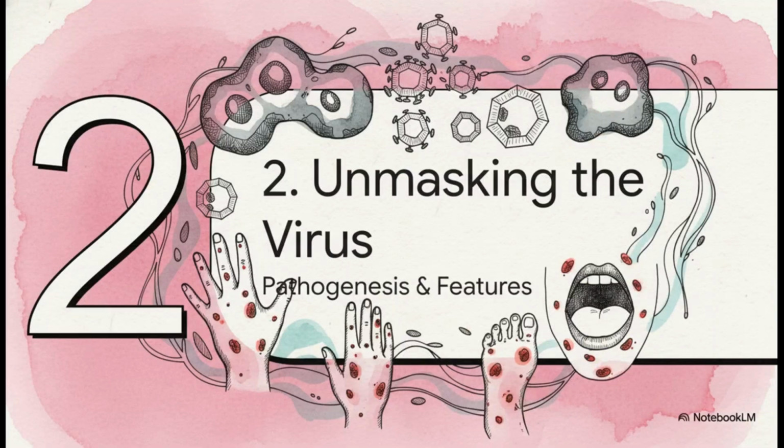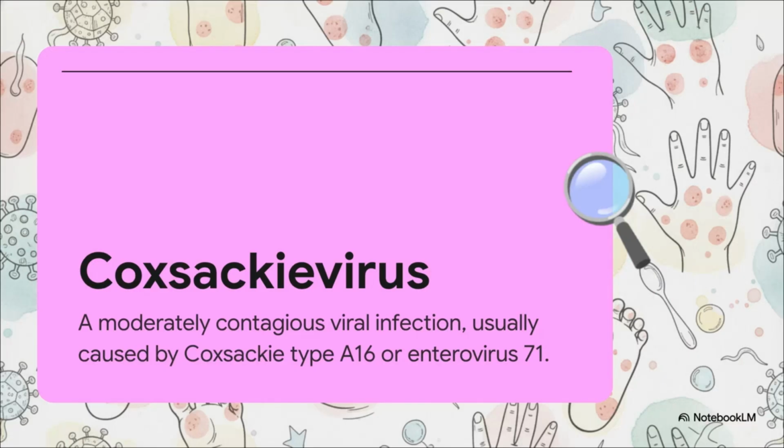All right, so we have the clinical story. Now, let's put on our science hats for a minute. What microbe is actually responsible for this, and how does it cause these very specific symptoms? Meet our culprit, the Coxsackievirus. It's a part of the picornavirus family, and the two strains you'll see cause this most often are type A16 or Enterovirus 71. The really important thing to remember here is that this little RNA virus is highly contagious. That's why it spreads like wildfire through places like daycares and preschools.